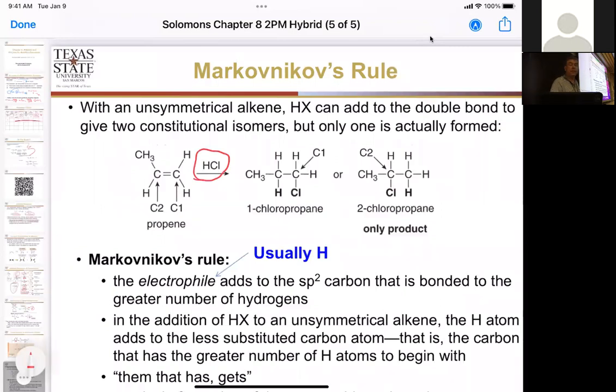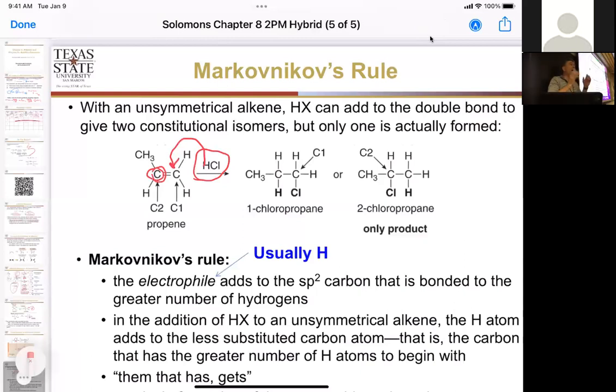Markovnikov's Rule is going to tell you that you're going to add the hydrogen to the carbon with the most hydrogens. Okay, why? The reason is we're forming a carbocation. So we want to form the carbocation on the more substituted carbon. If we do it on the more substituted carbon, that gives us a secondary or a tertiary carbocation. If you did it the opposite way, you'd have a primary carbocation. So you can't do that.